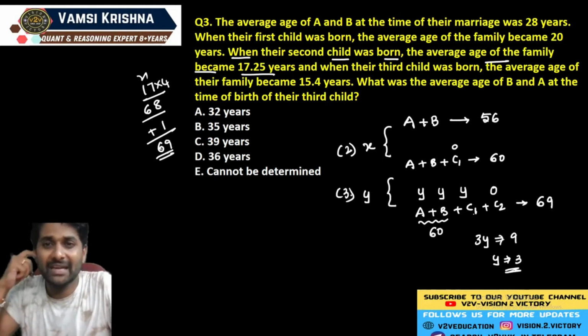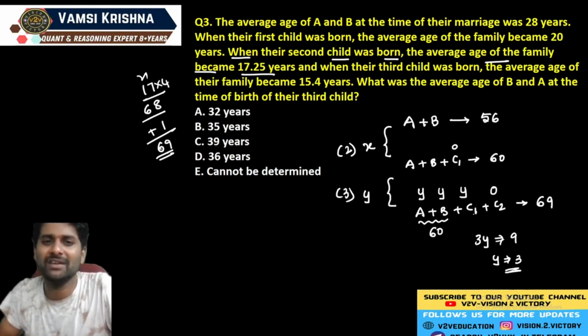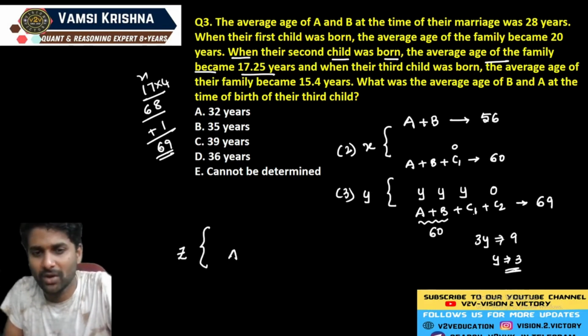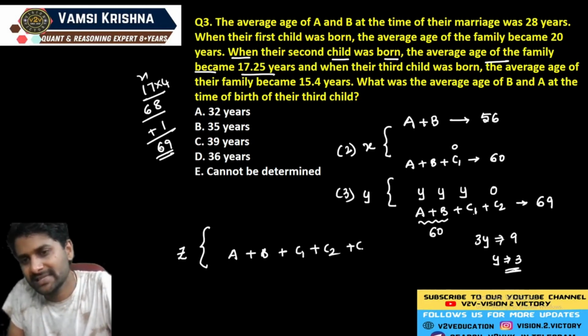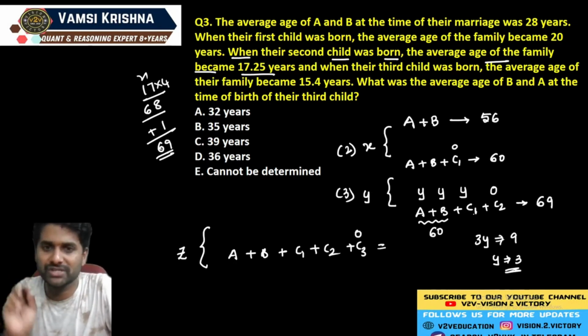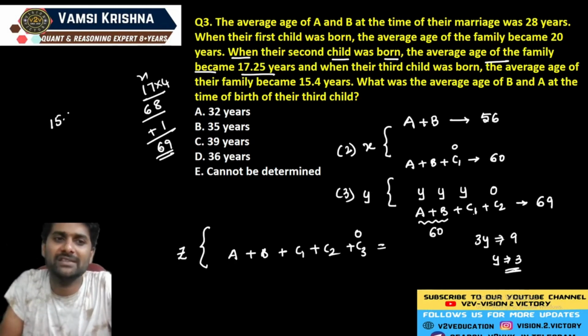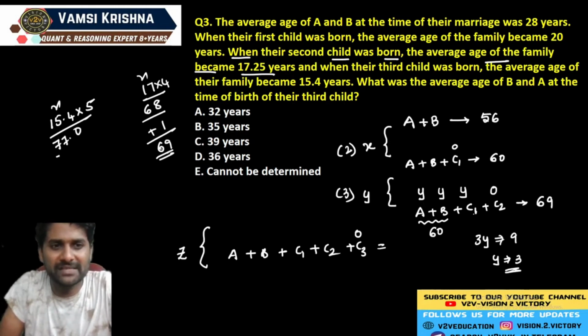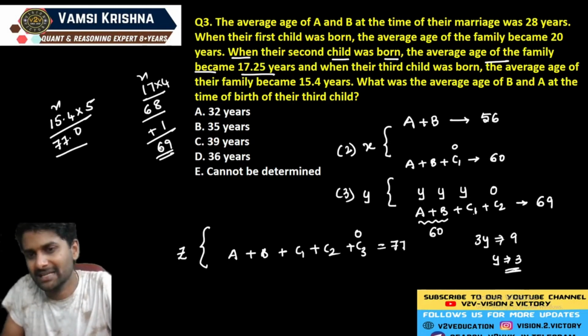Now next one. Again, when the third child was born, the average age of their family becomes 15.4 years. Now see, let us assume that after Z years, now A, B, C1, C2, C3. You already know that at the time of child 3's birth, the age is exactly equal to 0 years. Now they have given the average as 15.4. The total number of people is exactly 5 itself. So here the value becomes 77. Now the sum of all these ages is exactly equal to 77.